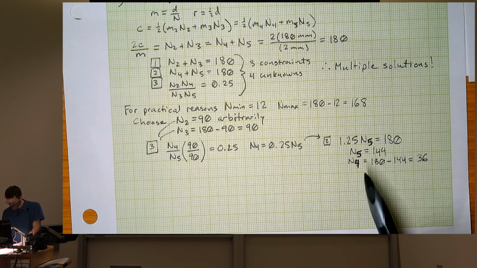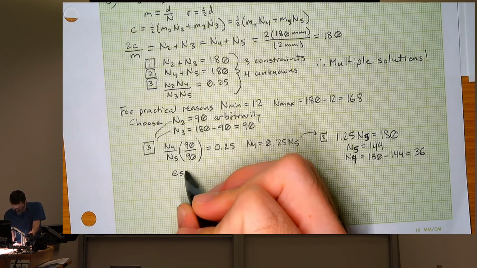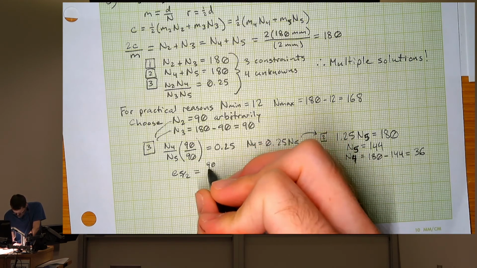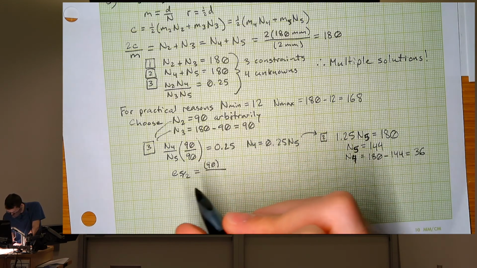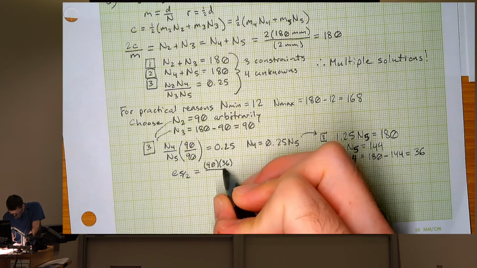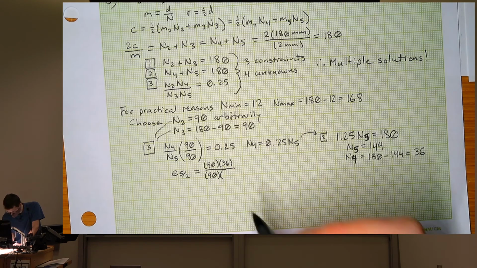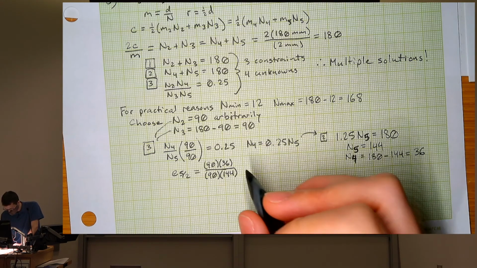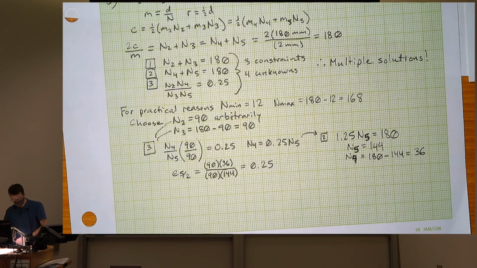Okay, so before we give our final answer here, let's just double check to make sure that this gives us the right speed ratio. We have E52 is equal to 90, was our N2. N4 is 36. And here's 90 and 144. And that should give us 0.25 exactly. But you can double check my numbers there.